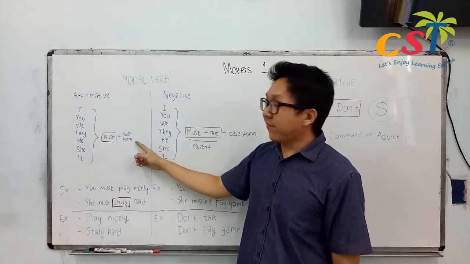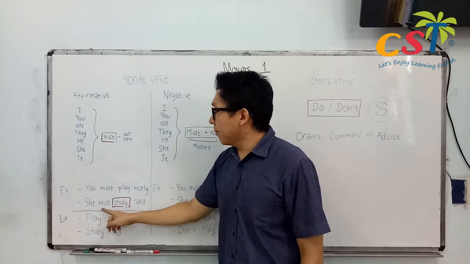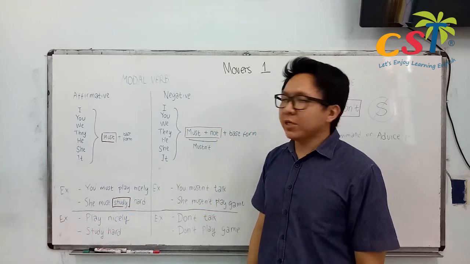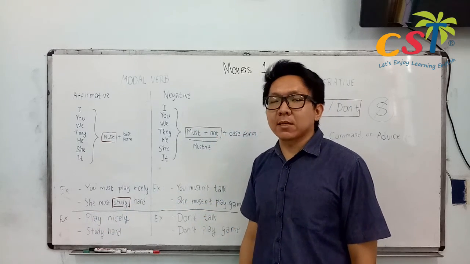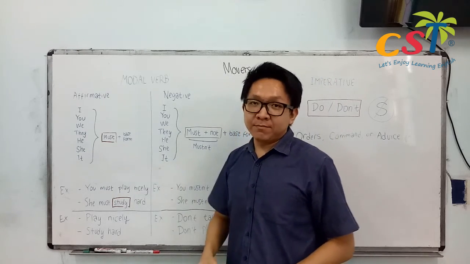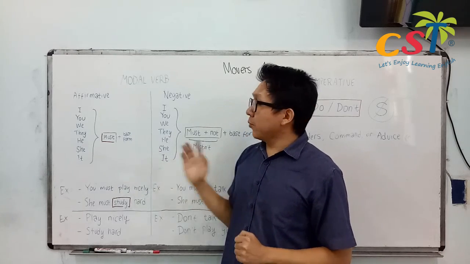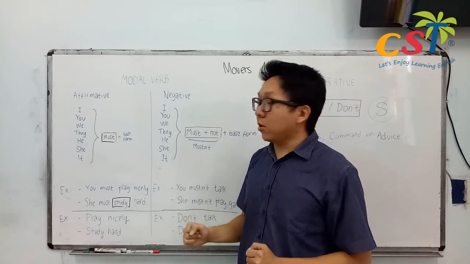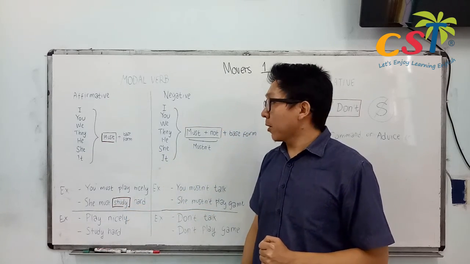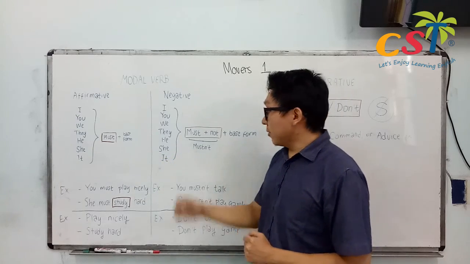Now, why do I say base form before? If you look at the next example, the second one, she must study hard. Normally, you would say that she studies hard, because the subject is she. Normally, you would add s or es. In this case, because we're using the base form, you will not change the verb at all. So you will say she must study hard. Okay, that's what I meant by base form before.